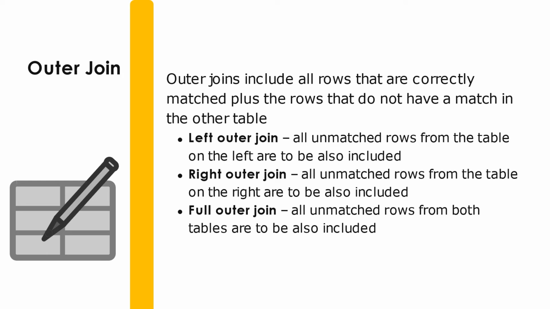We have the left outer join, the right outer join, and the full outer join. In the left outer join, we're getting all the unmatched rows from the table on the left. In the right outer join, we're also getting all the unmatched rows from the table on the right. For the full outer join, we're getting all unmatched rows from both tables in our left and in our right.